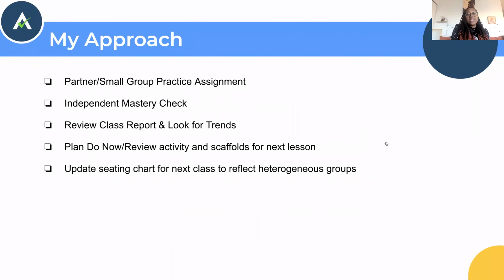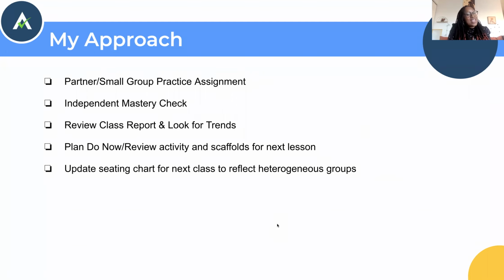My approach with ASSISTments and the way that I use it to use those multiple entry points, I use it for partner and small group practice assignments because they can sit next to each other with the questions and work them out together. One of them often inputs the answer first, and if they get it wrong and then work through it again, then the next one will do it so that they don't all have 67%, which I think is very interesting.